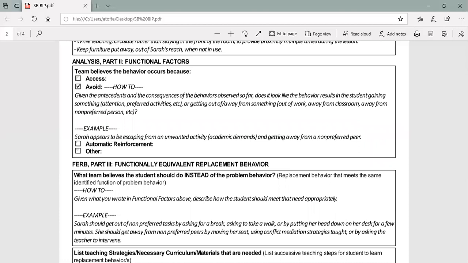Does it look like, oh, this behavior gets this kiddo access to adult attention, or this behavior results in the student maybe escaping a task, whatever it is that you've noticed looking at your antecedents and your consequences for the behaviors that have happened so far. In this example, we're checking avoid because it looks like the student is trying to get out of an unwanted activity and she's trying to get away from a peer, potentially.